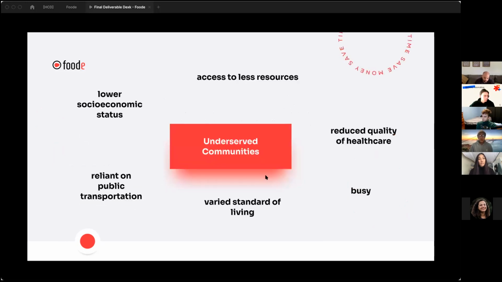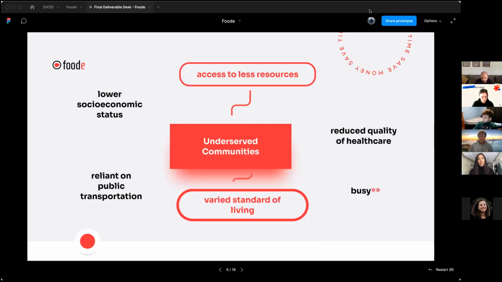So to start off, we address different factors that we find in underserved communities, which include access to fewer resources, lower socioeconomic status, reduced quality of healthcare, and varied standard of living. And the two factors that we focused most on in this application were access to fewer resources and a varied standard of living, while taking into account their time and some aspect of reduced quality of healthcare.